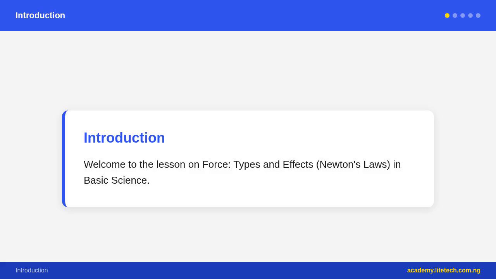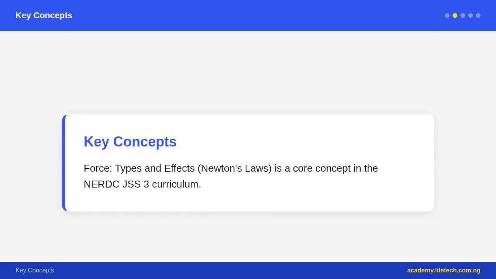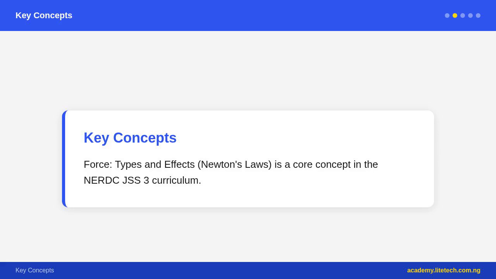2. Friction, the force that opposes motion between two surfaces in contact. Friction acts opposite to the direction of motion. Types. Static friction prevents motion from starting. Kinetic friction opposes motion already in progress. Friction is useful, walking, brakes, but also causes wear and energy loss.